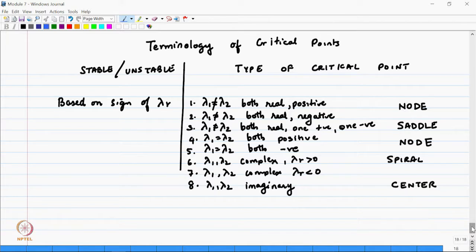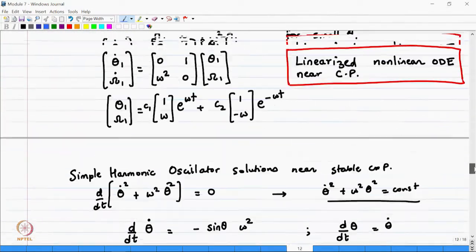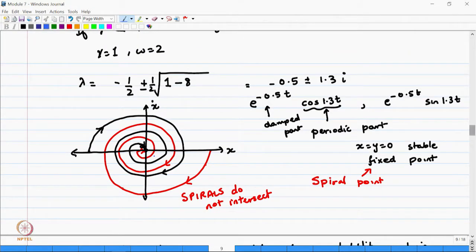The second part is we talked about saddle and spiral and center. We saw these kinds of critical points, and if you remember the spiral point, I can show you from the last lecture. So, what was the spiral point? This is an example of the spiral point, which we saw in the case of the damped harmonic oscillator. So, this critical point is a spiral point.